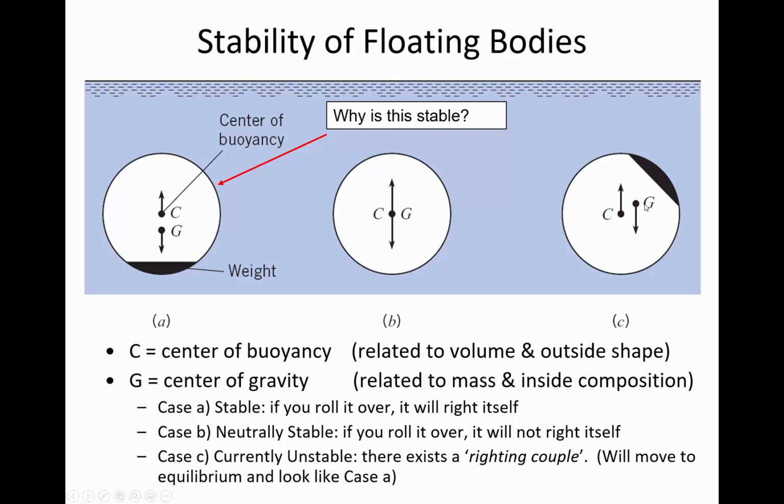And so it's not just submerged objects that can be made to be stable. Even boats that float at the surface can be made to be stable. But this is an obvious case of stability. If C is above G, then you will have a stable body.